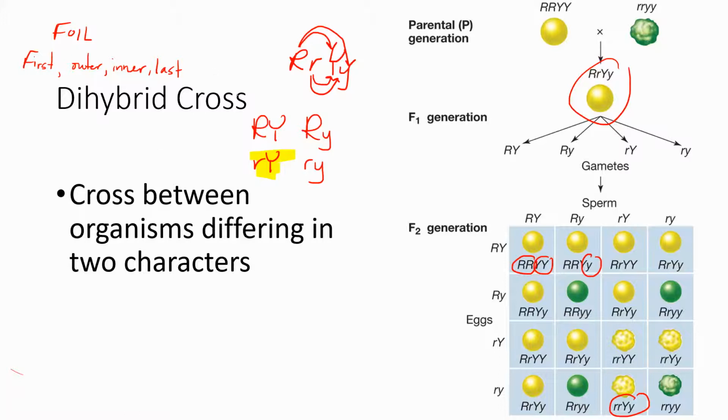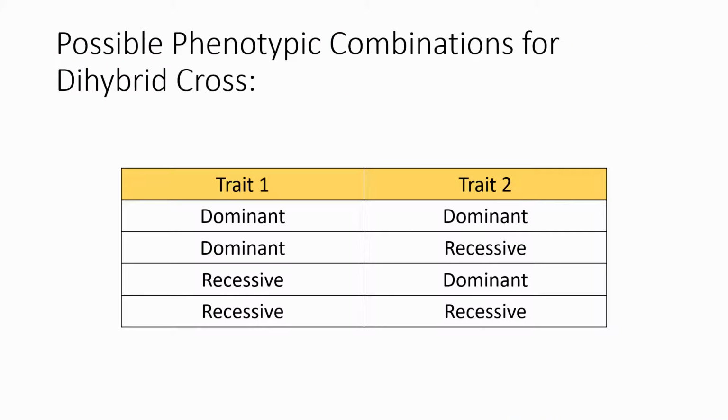Now, what we did up here is we showed the 4 possible gametes this plant can make. So, it can give you an allele for yellow and smooth. It can give you the alleles for yellow and wrinkled. It can give you the alleles for green and smooth or green and wrinkled. So keep in mind, this is the combination you can have. You can have both traits dominant, both traits recessive. The first trait could be recessive and the second dominant, or vice versa.